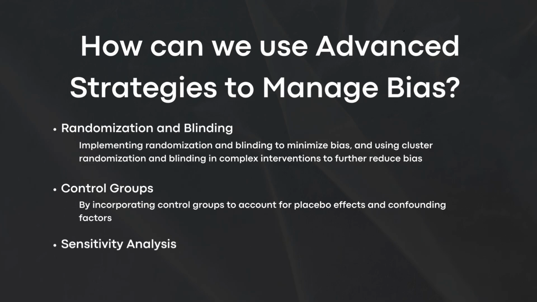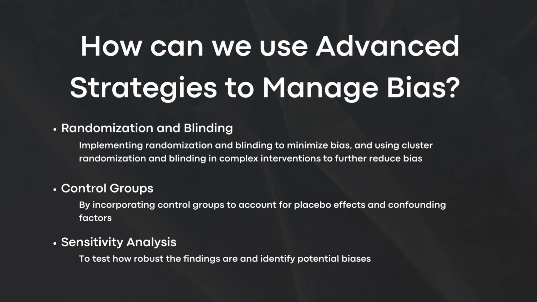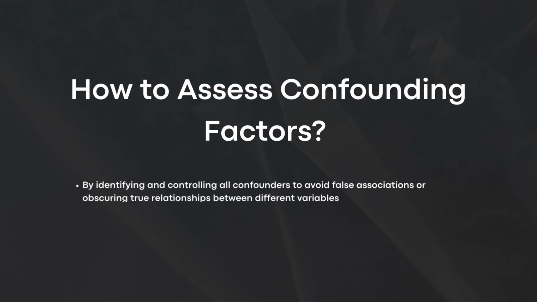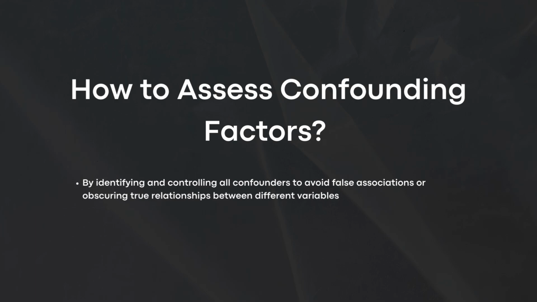Also, researchers can conduct sensitivity analysis. And sensitivity analysis can be conducted to test how robust the findings are and identify potential biases. Another important question is how to assess confounding, and this can happen by identifying and controlling all the confounders to avoid false associations or obscuring true relationships between different variables.